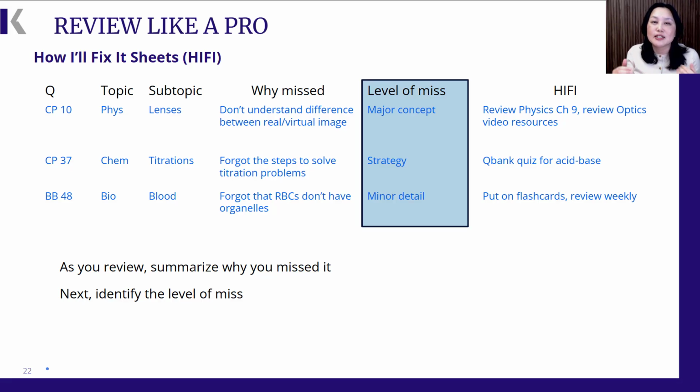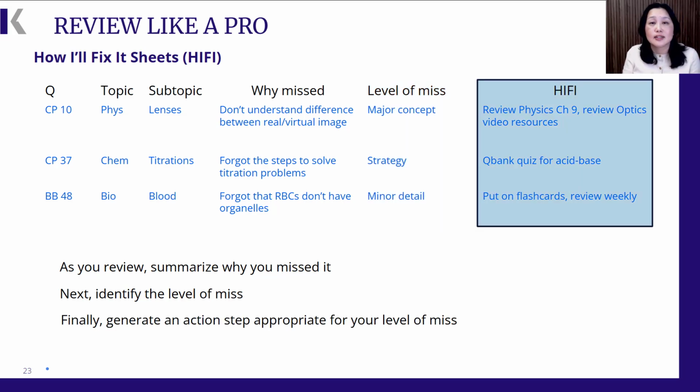So the major concept is less about the importance of the type of content you're missing and more about your background. Do you understand what the terminology is in the question? Are you familiar, but maybe you just forgot it? That would not be what I would classify as a major concept miss. Then the next thing you do is take a look at action steps.